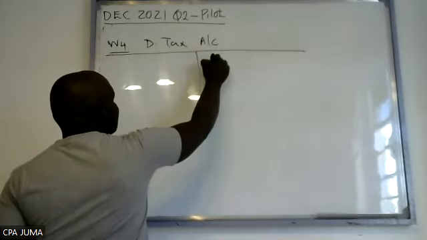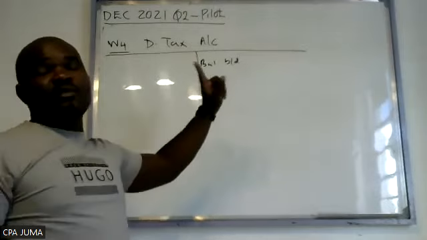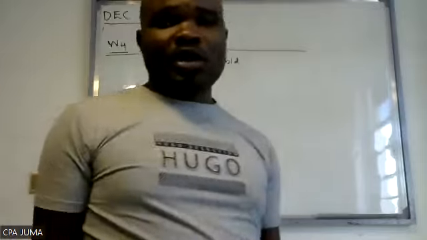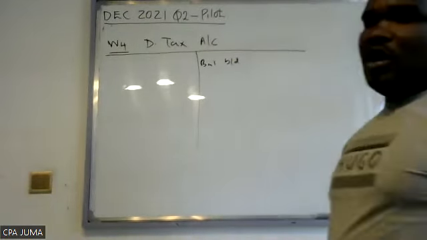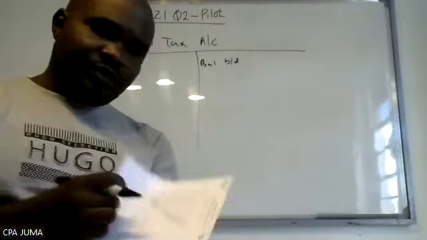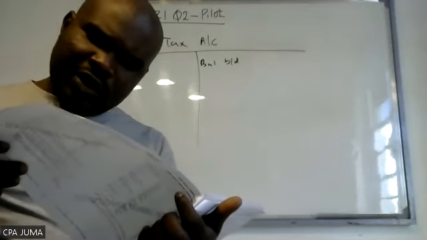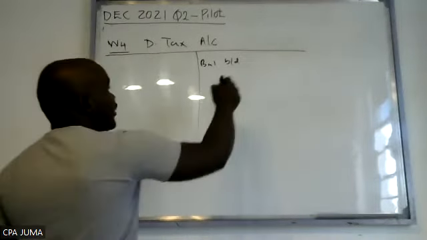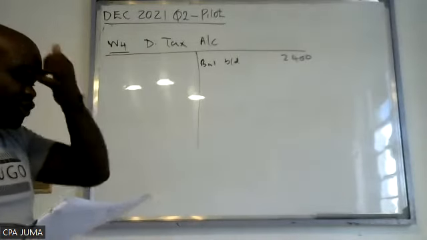So deferred tax, can you check for me how much was the opening balance? Opening balances are the ones appearing in the schedule. How much was the opening? 2,400, Joy? Yes, it is 2,400. If you check the schedule, you'll be able to see 24.